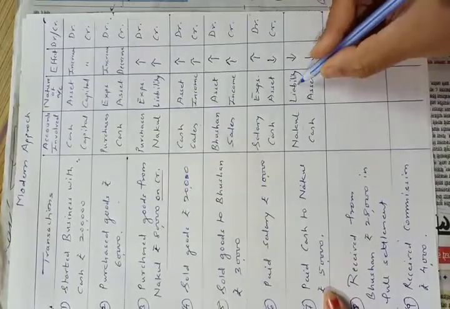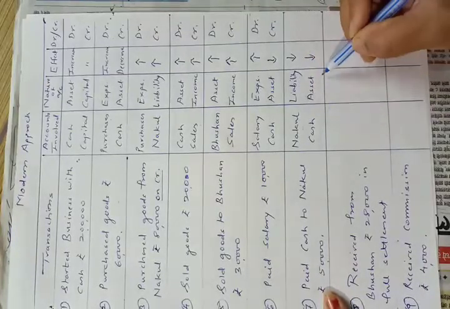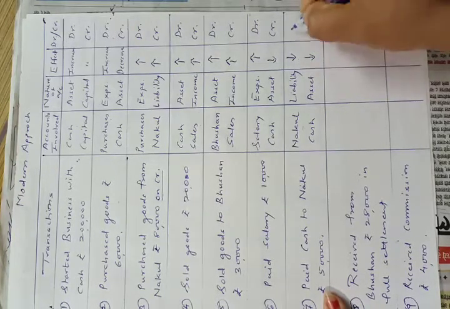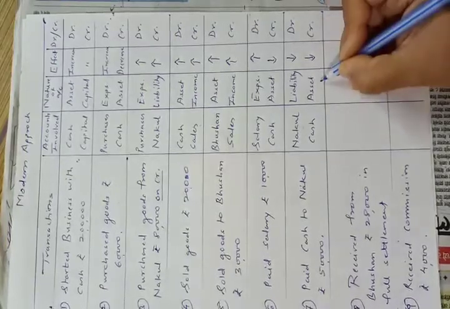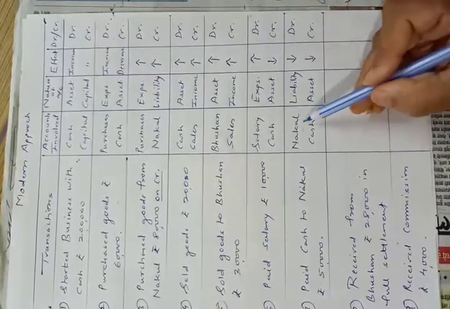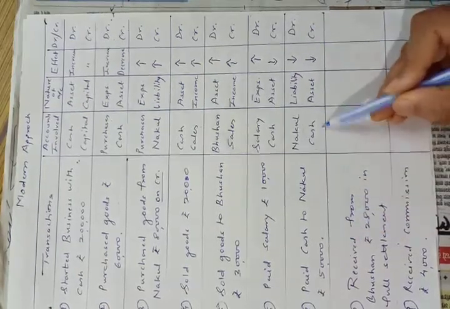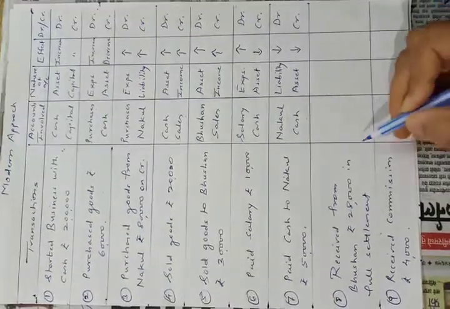Now second rule for Nakul's account, as it is liability, and first rule for cash account. Second rule says that if there is decrease in liability, account should be debited, and if there is decrease in asset, account should be credited according to first rule. So here Nakul's account will be debited by rupees 50,000 and cash account will be credited by rupees 50,000. Okay. Now the next transaction.